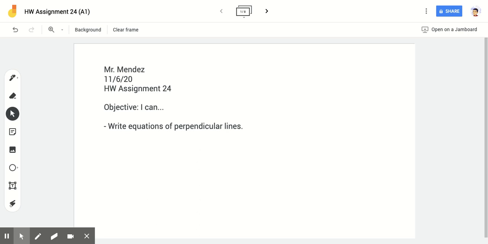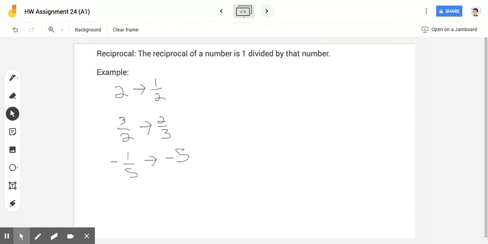New homework number 24. Today's objective: I can write equations of perpendicular lines. Yesterday we did parallel. Today we're going to dive into perpendicular lines. Let's take a peek. The big thing that we're going to need today is to go back to this term, reciprocal, and it should be an obvious idea for us. We've dealt with reciprocals a lot.